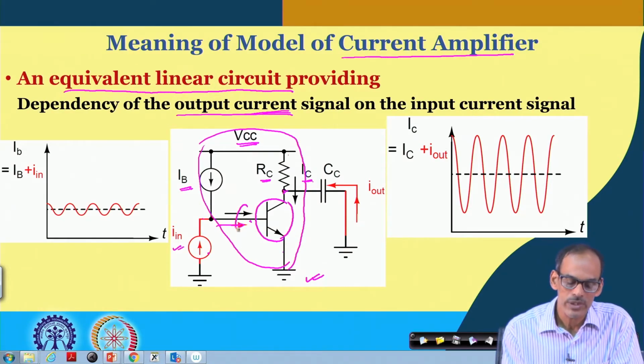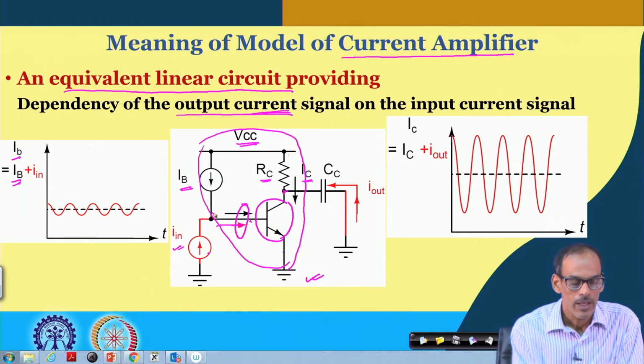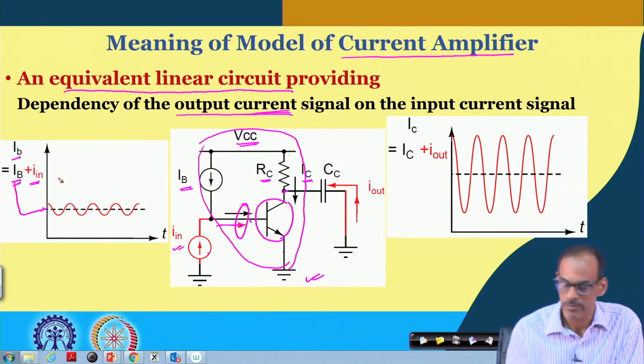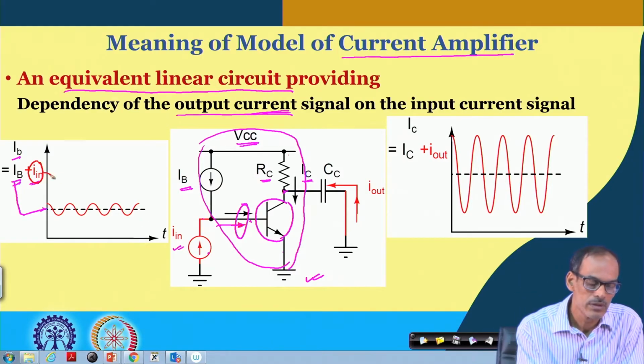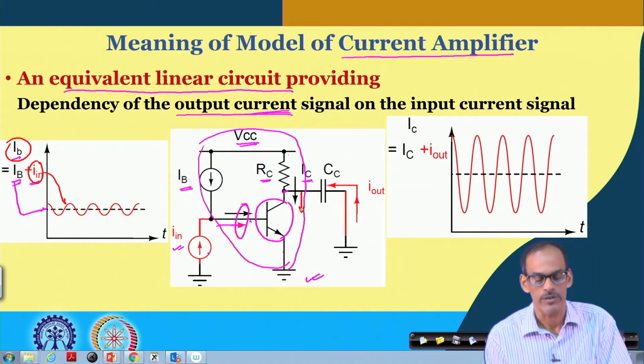So, the base current to the transistor has two components, namely the capital I capital B, the DC part, and also the time varying part, which is shown here. These two together give the total base current. As a result, the current flowing through the collector also has two components, one is the DC part and the other is the small signal part.